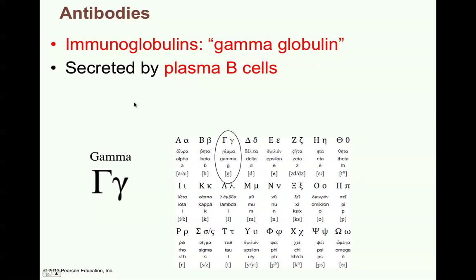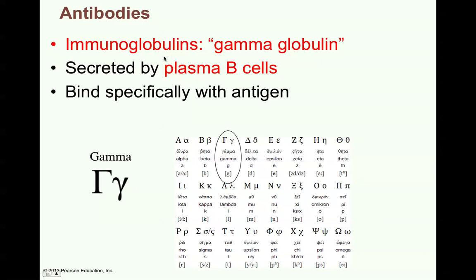These immune globulins, called gamma globulin, are secreted by plasma B cells. Remember, the plasma B cell is the effector cell. That is the type of B cell that actually produces and secretes the antibody or gamma globulin. These antibodies bind specifically with that antigen, that foreign marker that's recognized by the body as something that has to be destroyed. There's actually 5 different immune globulin or gamma globulin classes.